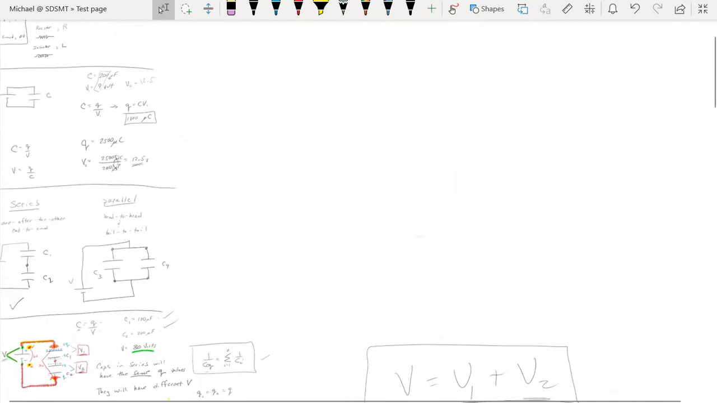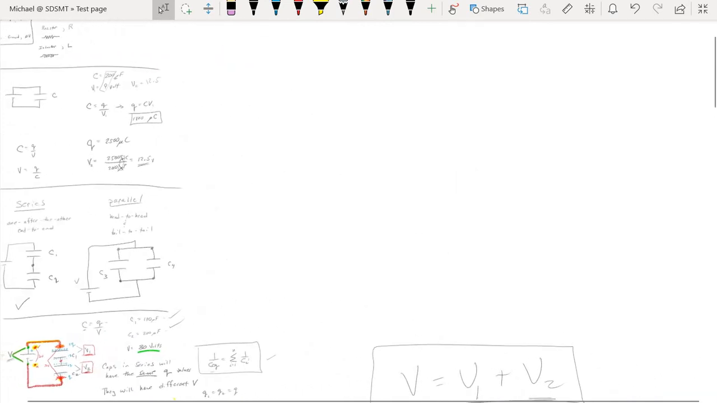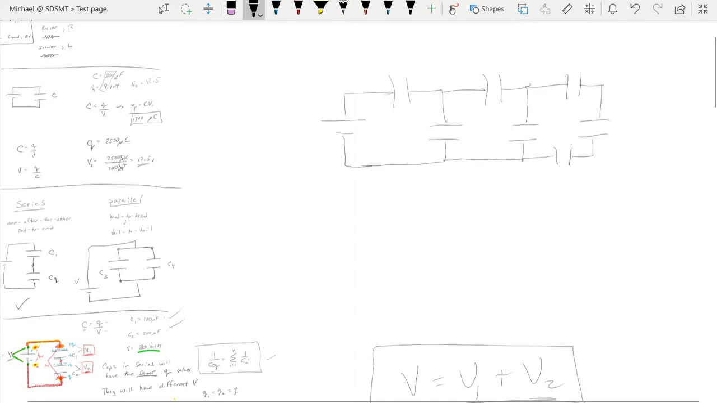Okay, so now we go on to our homework. We do some problems. Some of them have capacitors that are set up in series. Some of them have capacitors that are set up in parallel. But what do we do if we have both in the same system? What do we do if we have a system that has both series and parallel capacitors? I guess we'll have to take this a piece at a time.